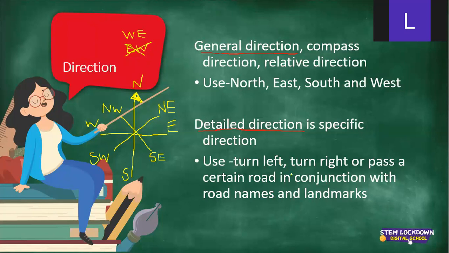So for here, basically there'll be more marks. Maybe they'll say 5 marks for this one, just making an example. And for this one, they'll say 2 marks. If they want a general direction, they won't require you to write a lot of things. So it will be maybe 2 marks. Whereas for detailed direction, you need to take someone from point A to point B.